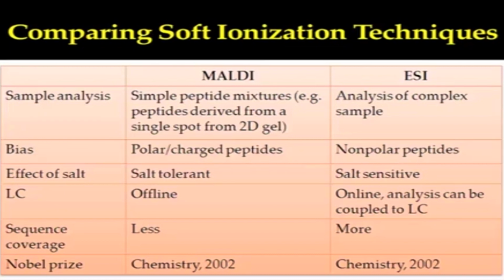There is a bias towards the polar or charged peptides in MALDI, whereas it is for the non-polar peptides in ESI. MALDI is more salt tolerant, whereas ESI is more salt sensitive. Liquid chromatography can be performed offline in MALDI, whereas in ESI it is online and analysis can be coupled to the liquid chromatography.